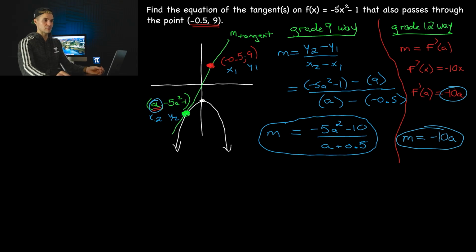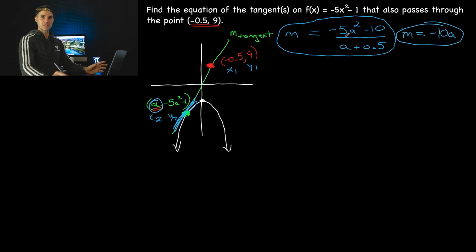So I know that the derivative of this function here, this quadratic, is negative 10x. So at this x value of a, the slope of this tangent is going to be negative 10a if I plug in that x value of a for x, right? And so this is another expression for the same slope, for the same tangent. Now, if both of these expressions represent the same slope, that means that both of these expressions have to equal, right? So this expression has to equal this expression.